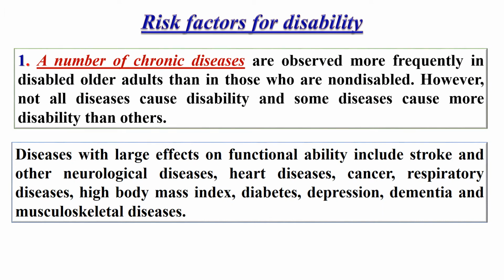Risk factors for disability. Number one, a number of chronic diseases are observed more frequently in disabled older adults than in those who are non-disabled. However, not all diseases cause disability, and some diseases cause more disability than others. Diseases with large effects on functional ability include stroke and other neurological diseases, heart diseases, cancer, respiratory diseases, high body mass index, diabetes, depression, dementia, and musculoskeletal diseases.